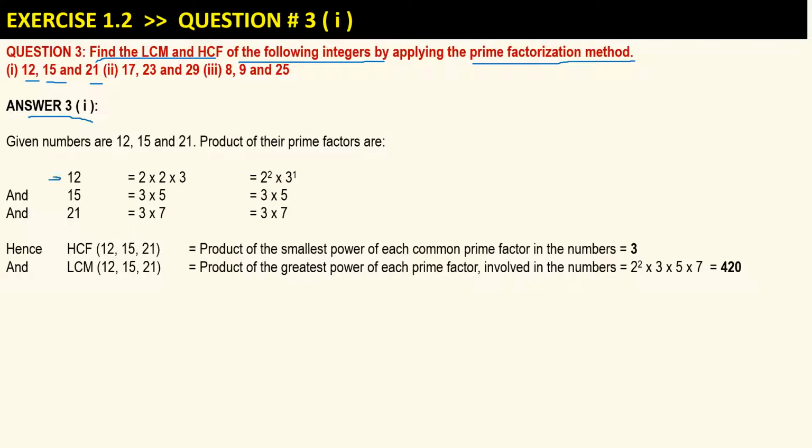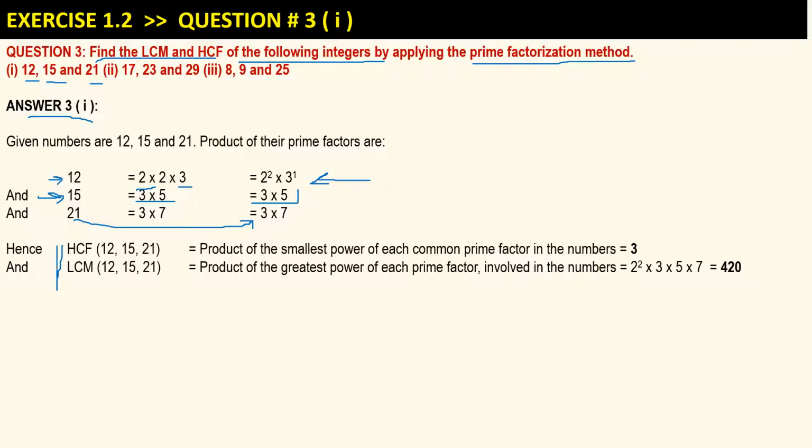So if we factorize them, we get 12 is equal to 2 multiplied by 2 multiplied by 3, which is equal to 2 raised to power 2 multiplied by 3 raised to power 1. 15 would be decomposed as 3 multiplied by 5. Similarly, 21 when factorized into its primes will give 3 into 7.